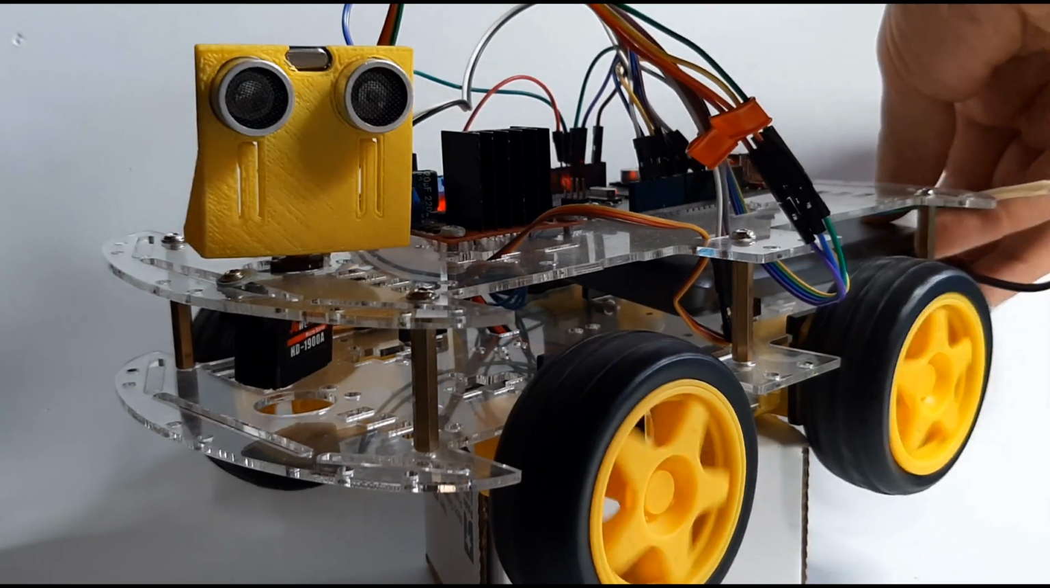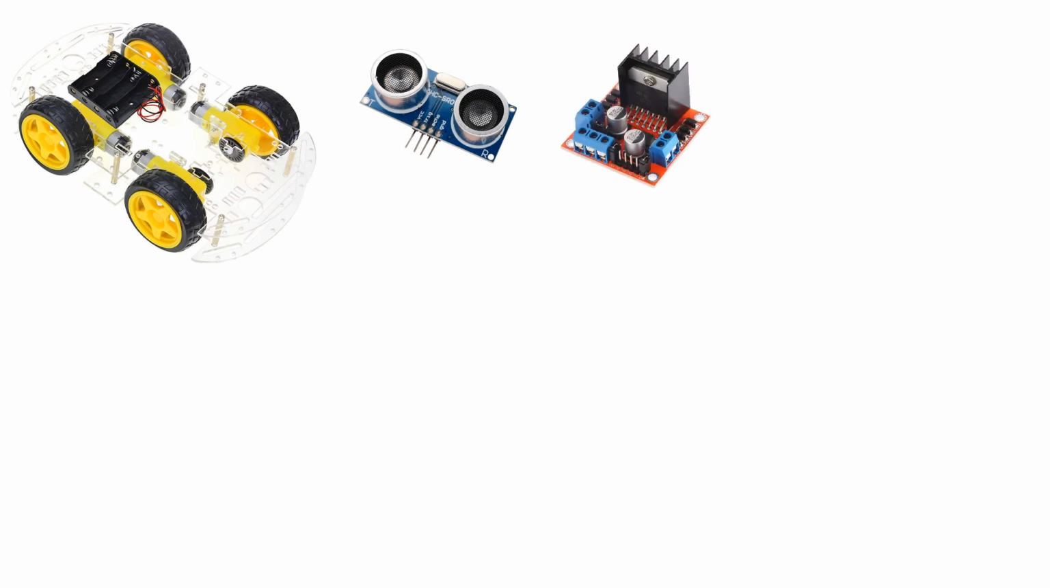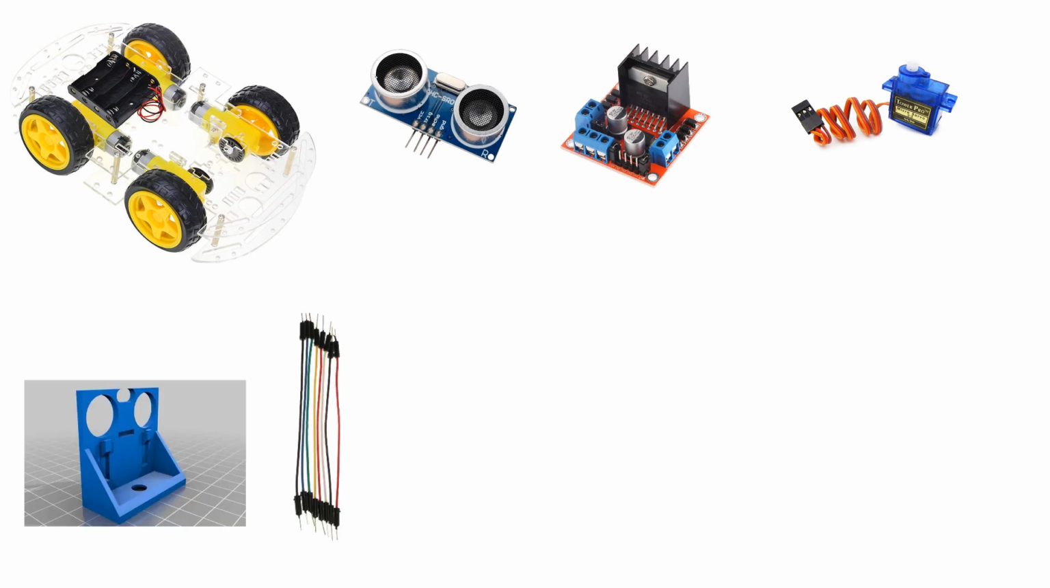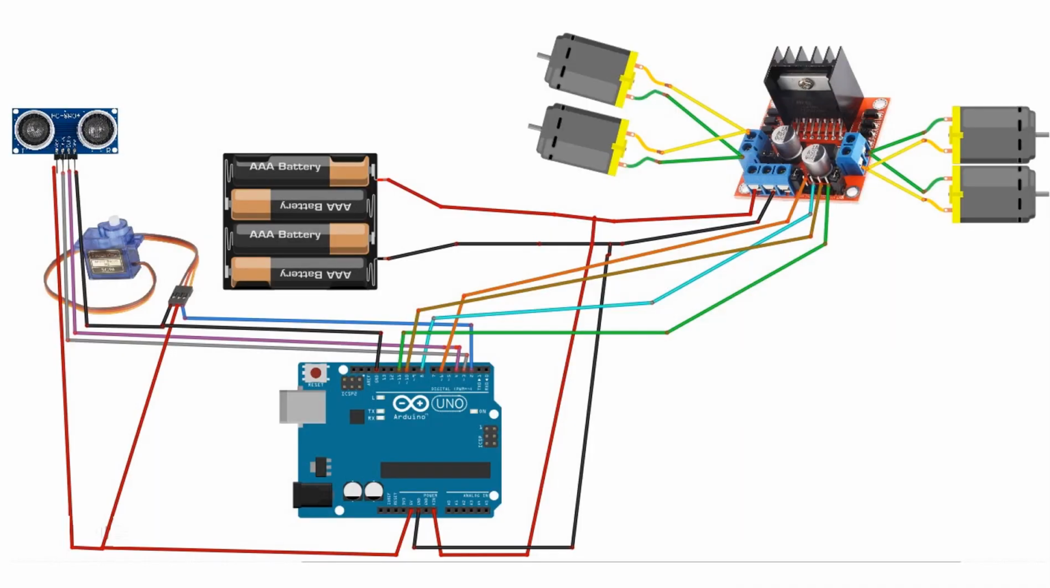For this project you will need a 4-wheel RC car chassis, ultrasonic range module, L298N DC motor driver, servo motor, some sort of servo motor holder, jumper wires, Arduino and Visuino program. Wire everything according to this schematic.